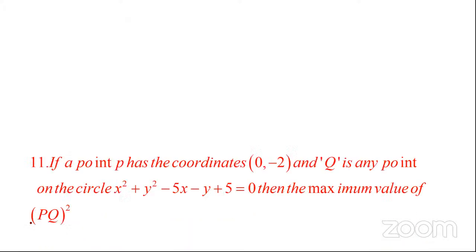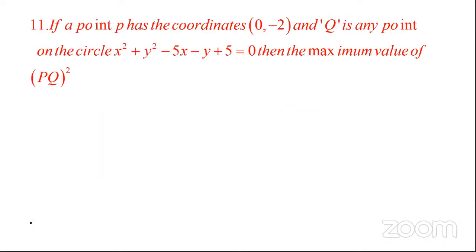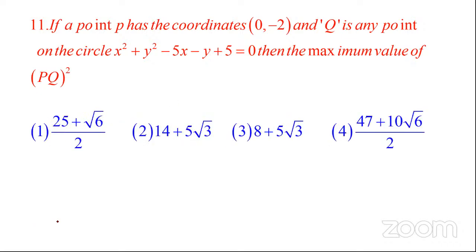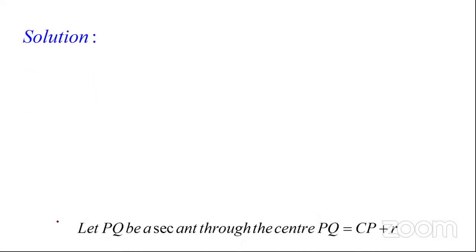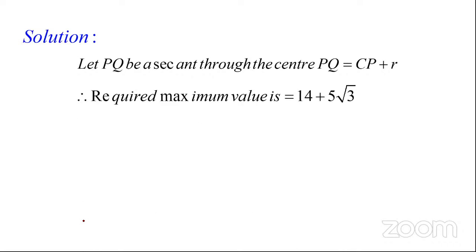Next, if a point P has coordinates 0, minus 2 and Q has any point on the circle x square plus y square minus 5x minus 5y plus 5 equals 0, the maximum value of PQ square. So we just have to find this PQ value. So see this. Solution of this one: let PQ be a secant through the center. Then PQ is nothing but CP plus r. Required maximum value is nothing but 14 plus 5 root 3.